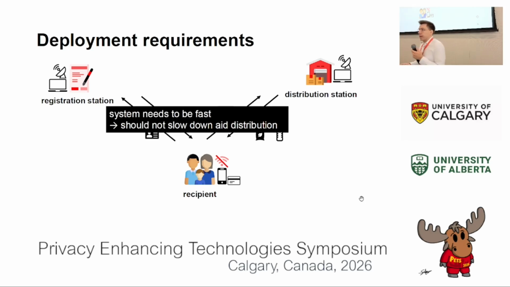And we need the system to be fast. So any minute that we spend here to do additional crypto or PETs on top of just giving the physical aid over a counter is a minute that the distribution station and the recipient have to spend in this unstable situation, which might be a natural disaster or a ceasefire, and that puts the recipients and the staff at risk. So we need this to not slow down aid distribution.